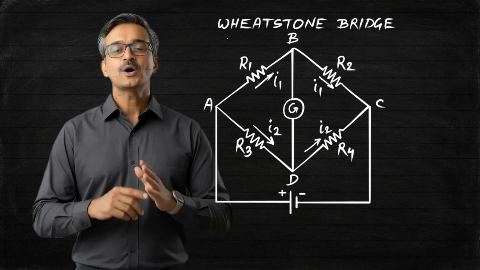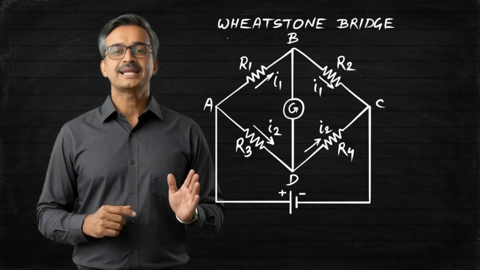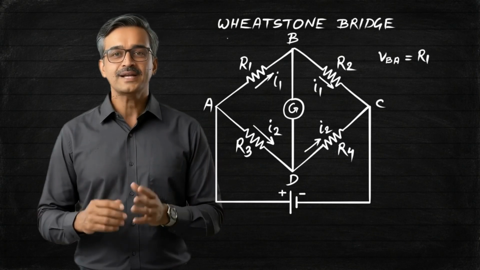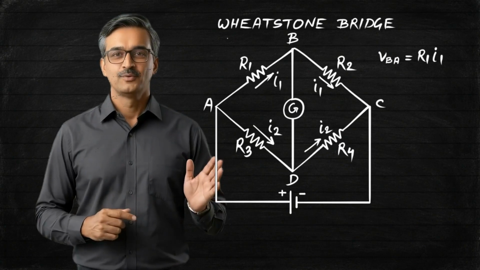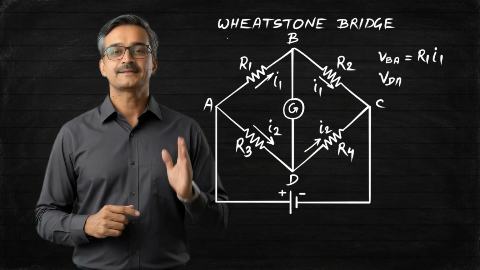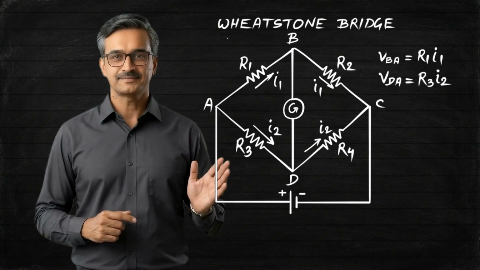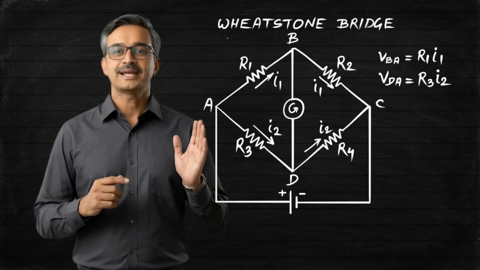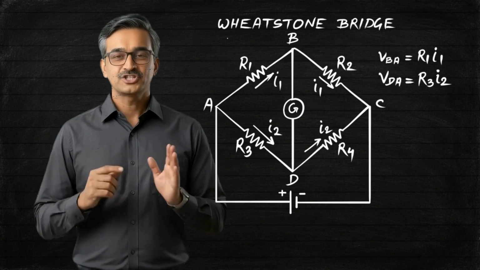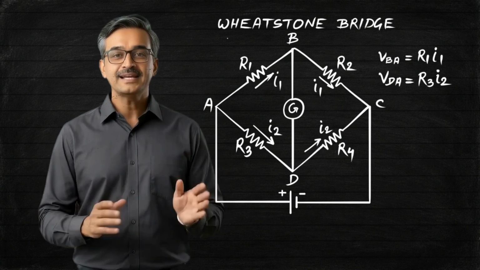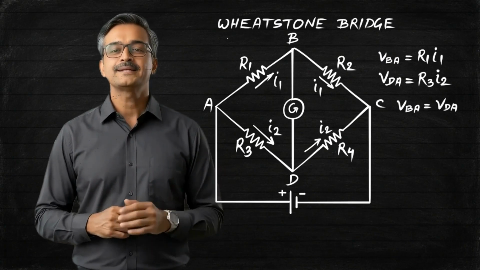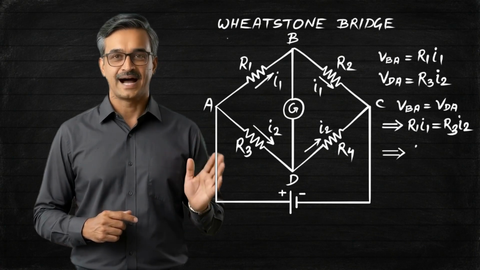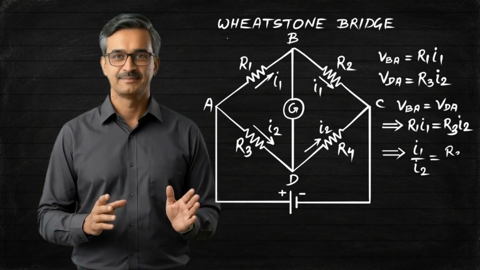So, at the balance condition of this Wheatstone Bridge, the potential of point B with respect to point A can be written as VBA, which is equal to R1 I1. And the potential of point D with respect to point A will be VDA, and that will be R3 I2. Now, as there is no potential difference between B and D, then obviously the potential of B with respect to A is equal to the potential of D with respect to A. So, we can write VBA equal to VDA or R1 I1 equal to R3 I2. From here, we can write I1 by I2 equals R3 by R1.